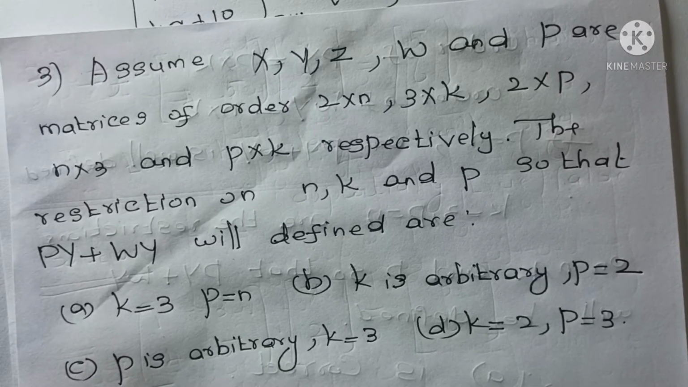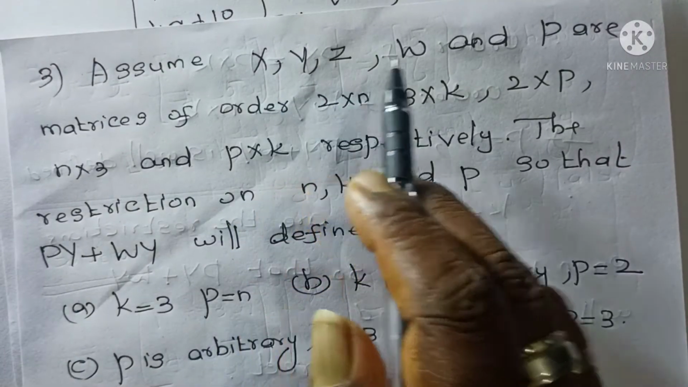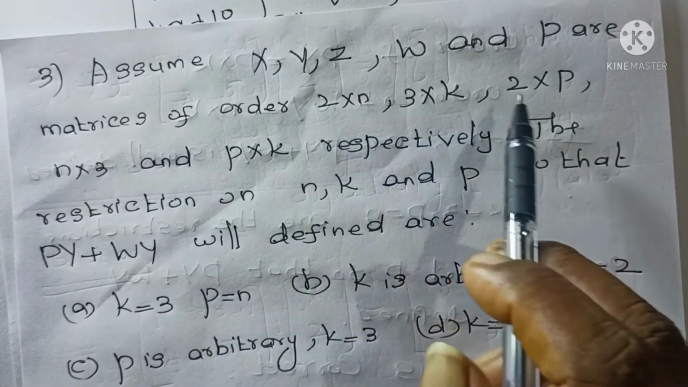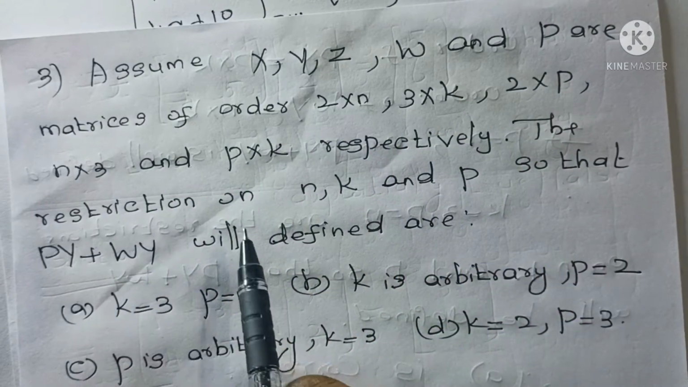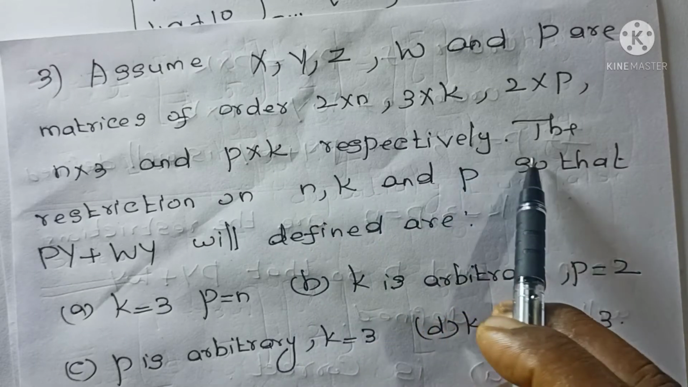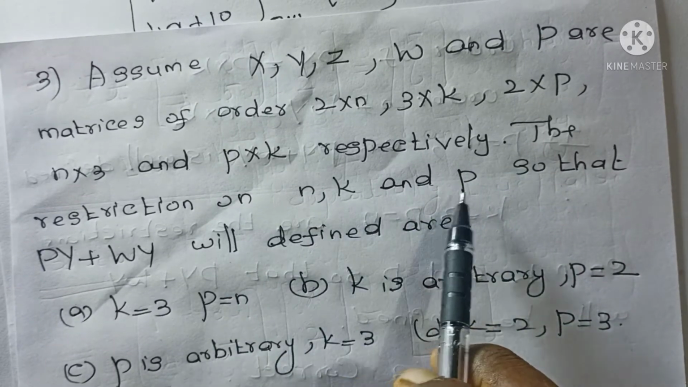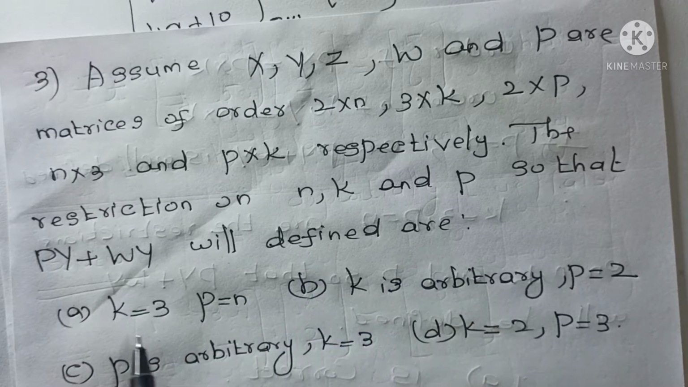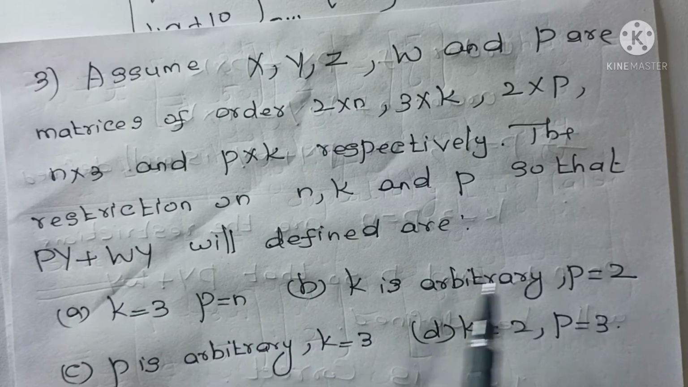Next move on to the third question. Assume X, Y, Z, W and P are matrices of order 2 by n, 3 by k, 2 by p, n by 3 and p by k respectively. What is the restriction on n, k and p so that PY + WY will be defined?